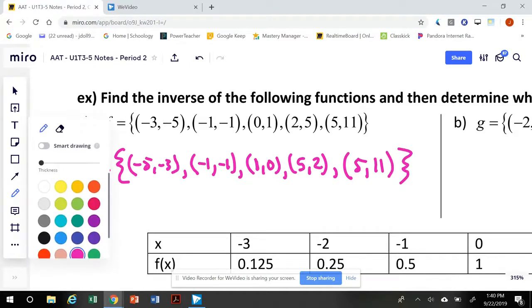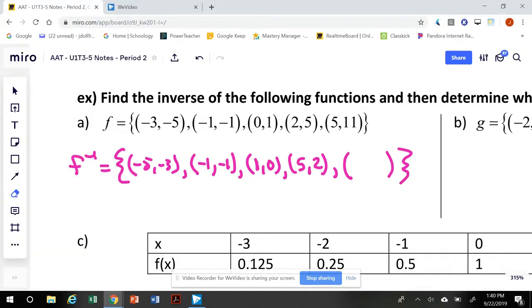And I just realized a very easy mistake to make, guys. Don't make that mistake and write down the same exact ordered pair there. Now, we have an inverse.